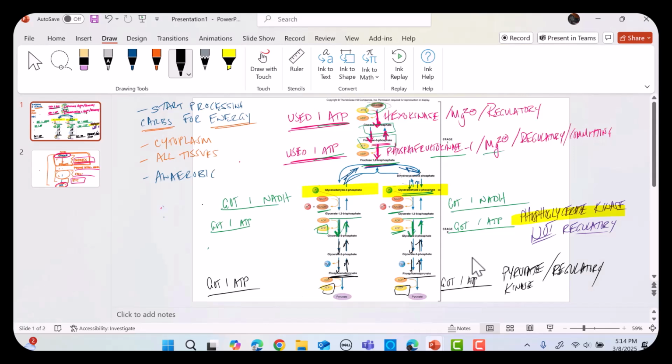All right, what am I going to do? I'm going to put a new slide in and just put the ATPs on it.